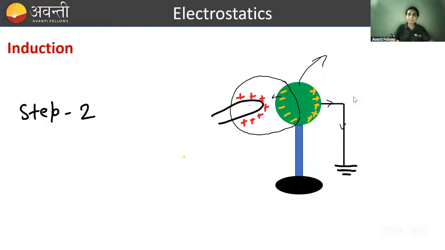Earth is a conductor. It will attract this positive charge towards itself. But it will not be able to attract this negative charge towards itself because this negative charge is bonded by the positive one. This negative charge is bonded by the rod.